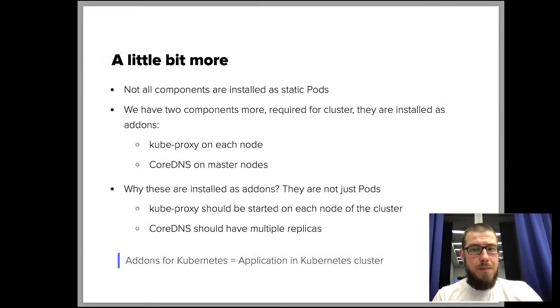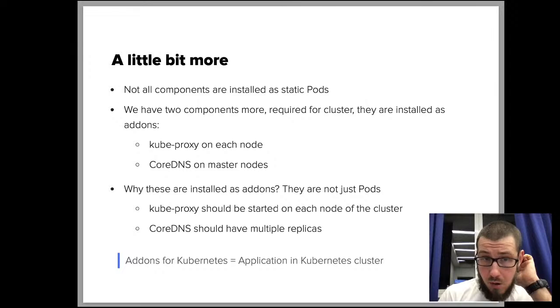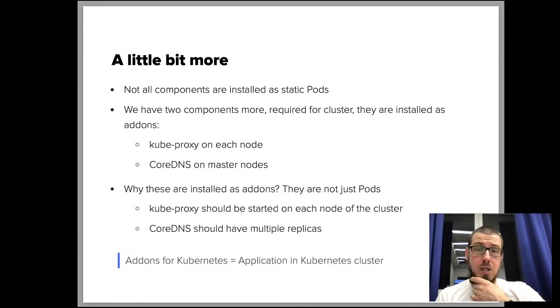So a little bit more, we have two components we have to consider. First of all, not all components at the cluster are installed as static pods. We have two more components required for each cluster, and they are installed as add-ons. It's kube proxy on each node, remember, to manage the network, and CoreDNS on master nodes to handle service discovery.